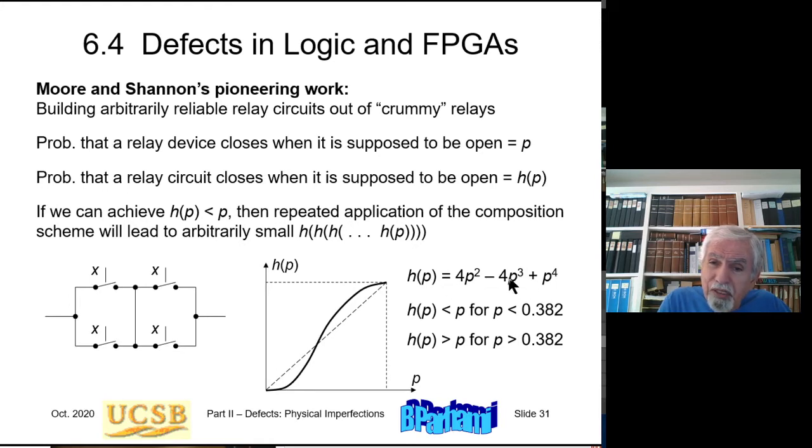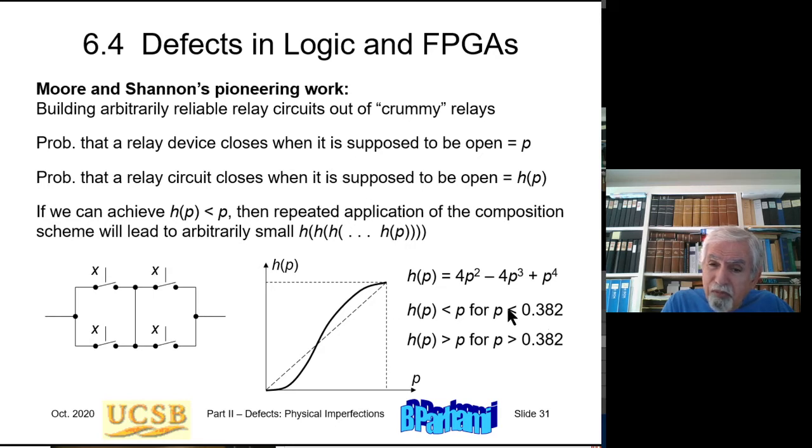Okay, now for this particular equation, we can easily establish that H of P is less than P if P is less than 0.382. So this is the curve of H of P. As long as P is less than 0.382, H of P will be less. In fact, it will be much less if P is very small, which is the normal expected condition. If P is very small, then this structure will be reliable enough so that we use it. We don't have to recurse multiple times. This is what they also mean by crummy.